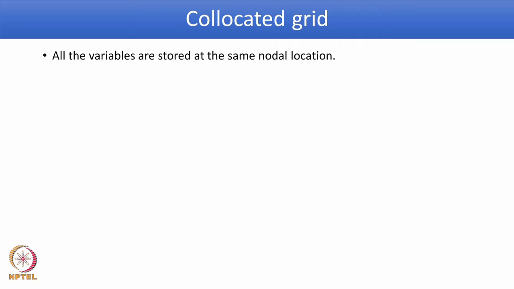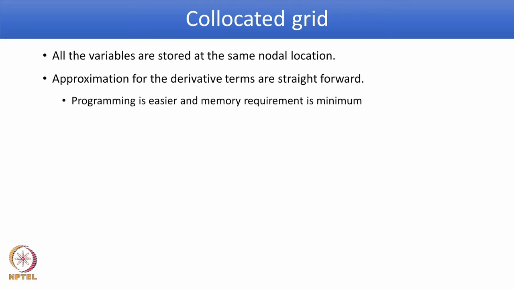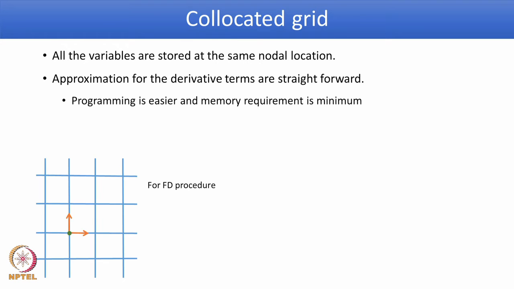The first one, collocated grid. You can also read it as co-located. As the name indicates, in this system all the variables are stored at the same location. Approximation for the derivatives is straightforward, programming is easier, memory requirement is minimum.